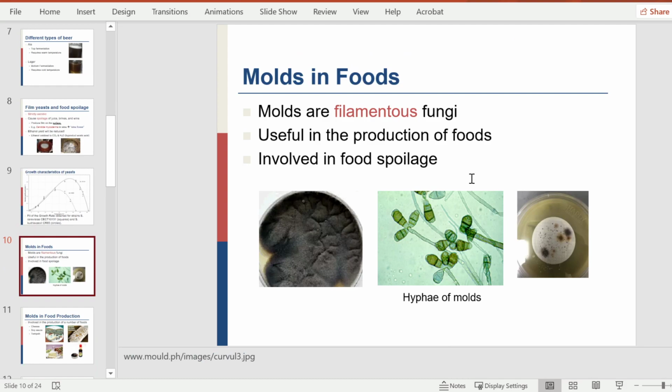So our molds in food. So molds are going to be a filamentous fungi. Okay, so they have hyphae. They have actual hyphae. It's not pseudohyphae. And so these are going to be useful in food production, and they're also going to be involved in food spoilage.